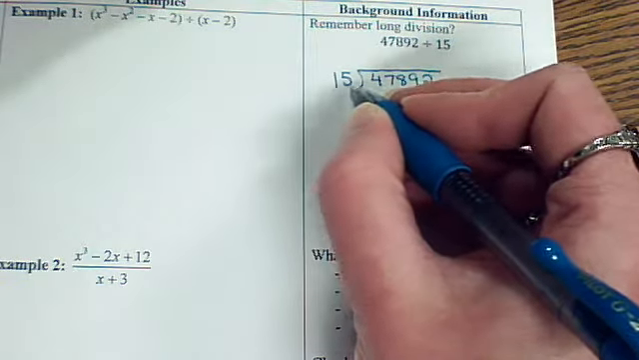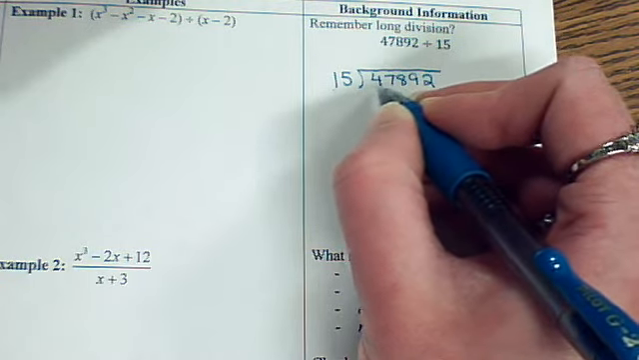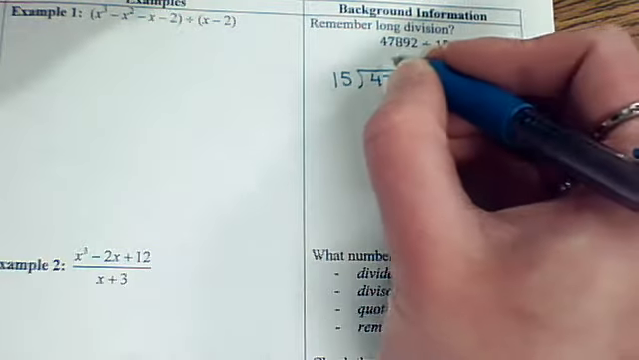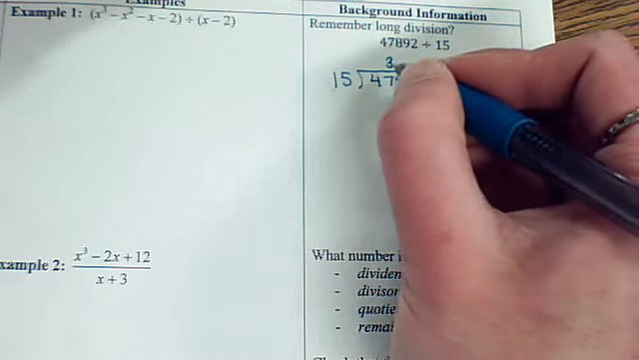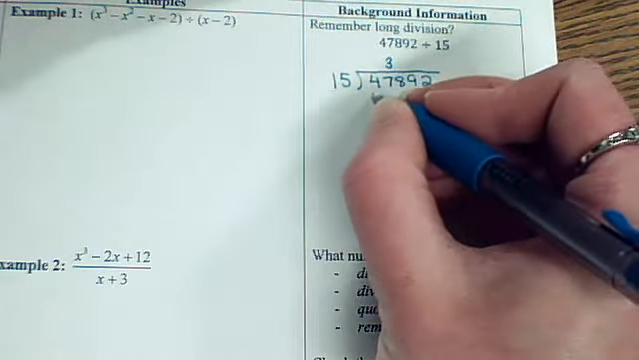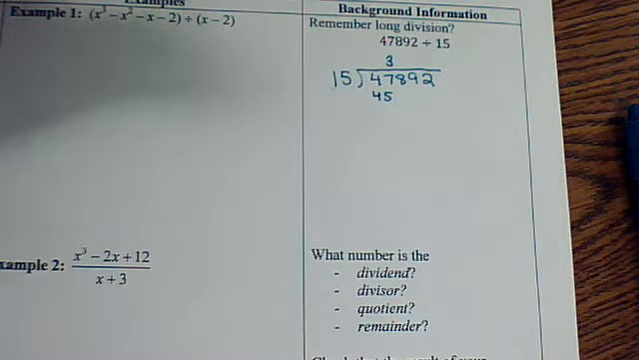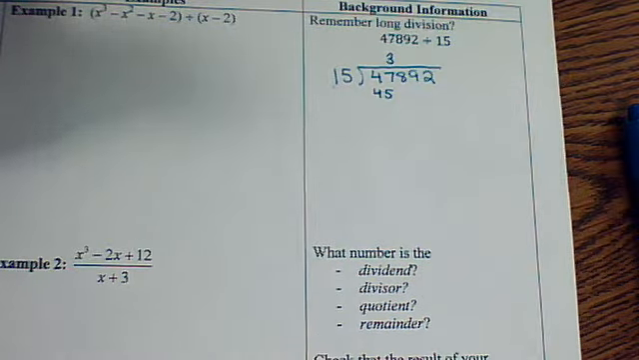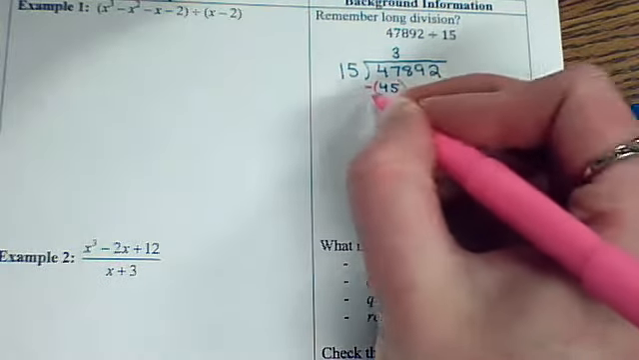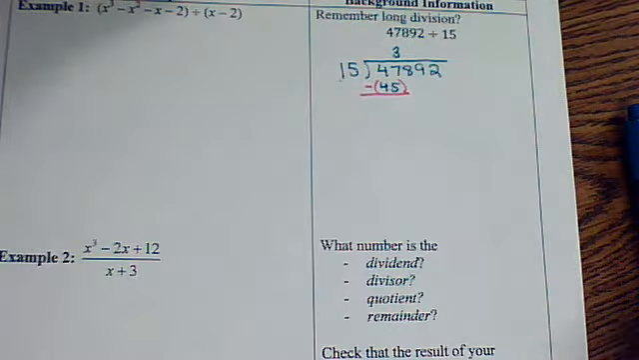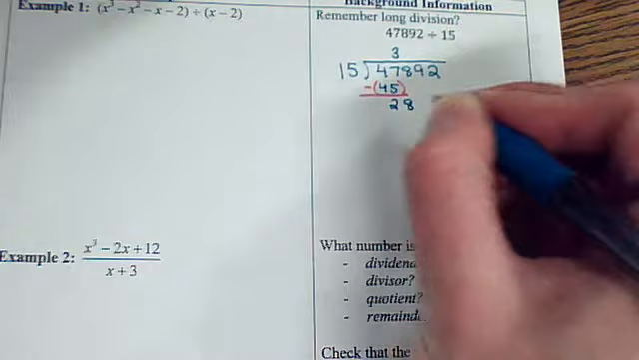We're going to take this first term, 15, doesn't go into 4, so we have to look at 47 as a whole. How many times does 15 go into 47? Well, that would be 3 times. So we put that here. The next step is to multiply. So 3 times 15 gives me 45. Now, our next step has always been to subtract. So let's make sure we're careful to subtract what we have here. So 47 minus 45 is going to give me a 2, and then we bring down the next term.